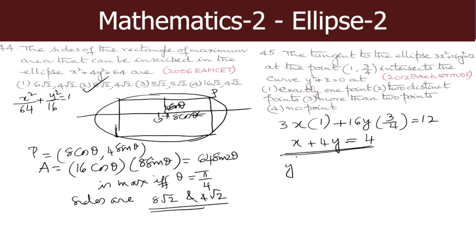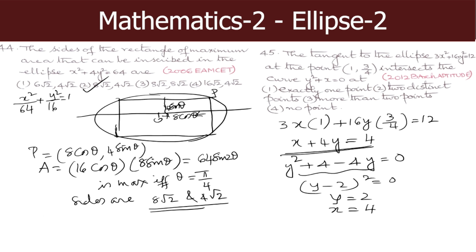Y square plus x, where x is 4 minus 4y, equal to 0. Y square minus 4y plus 4 equal to 0. But this is y minus 2 whole square equal to 0. So, y equal to 2, only one value, and when y equal to 2, x equal to 4 minus 8, which is minus 4. Only one point of intersection for this tangent line with the parabolic curve, which is (-4, 2), exactly one point. Okay. So, the tangent line drawn to the ellipse at (1, 3 by 4) meets the parabola at exactly one point, (-4, 2).